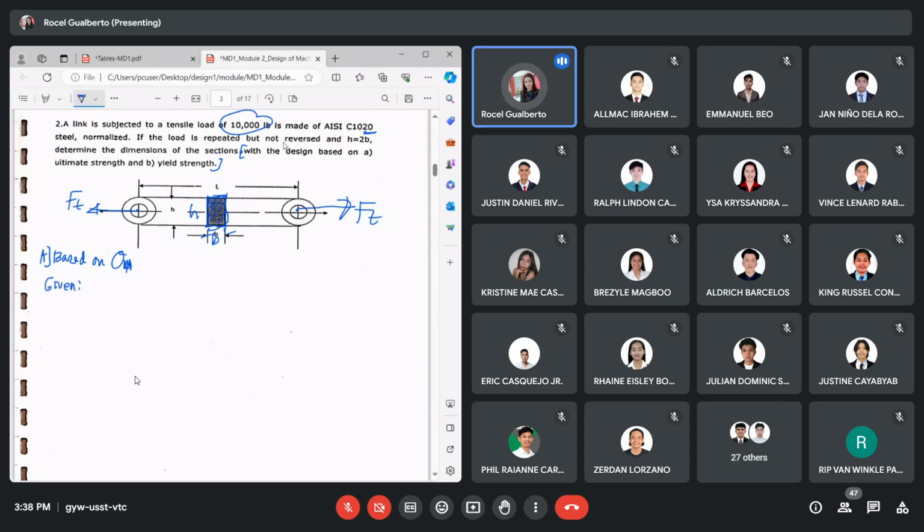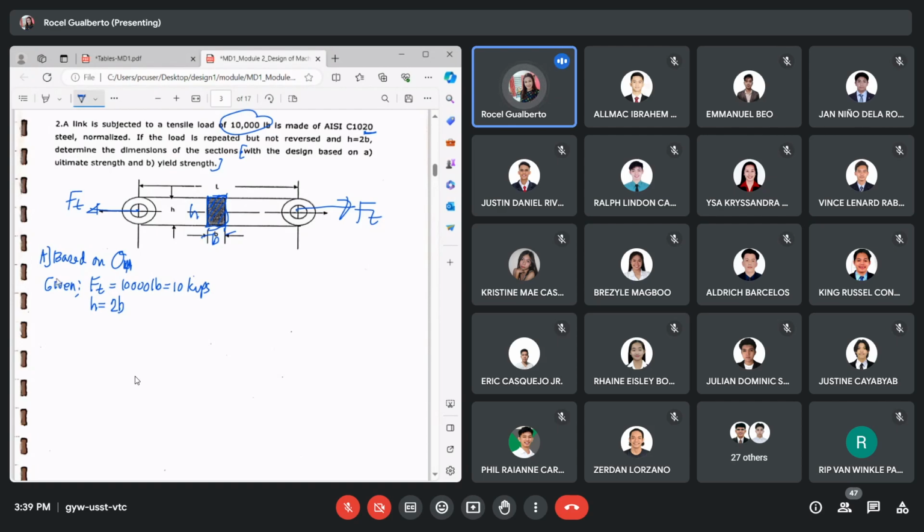So, ano po yung given? Una, we have the tensile load. So, the tensile load FT is equal to 10,000 pounds. So, this is equivalent to 10 kips, divided by 1,000. Ano pa po yung iba na given? Wala na kundi the ratio of H and B. H is equal to 2B. So, you have the relationship nung dalawa po natin na cross-sectional dimension.